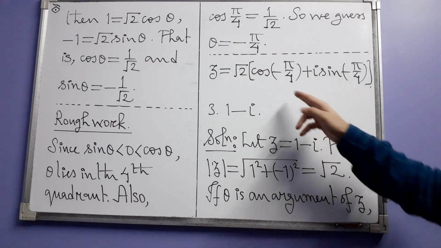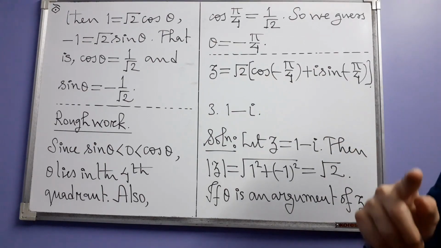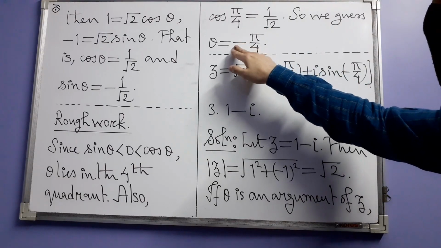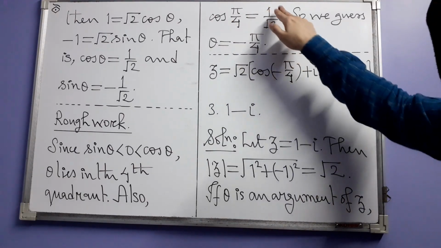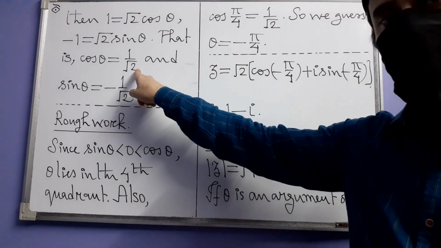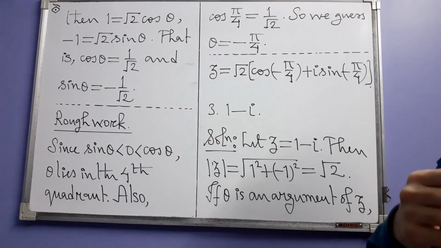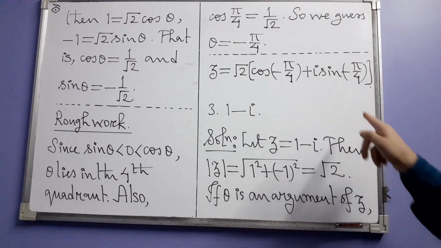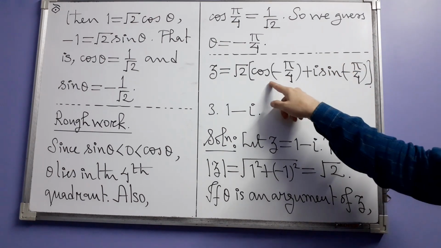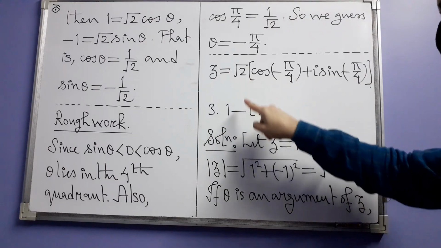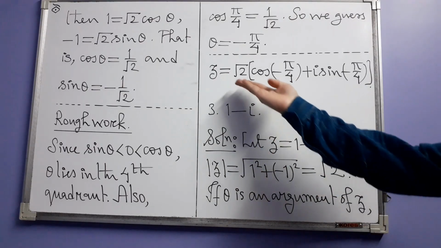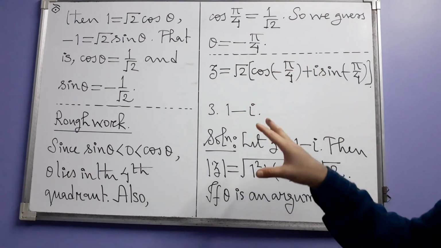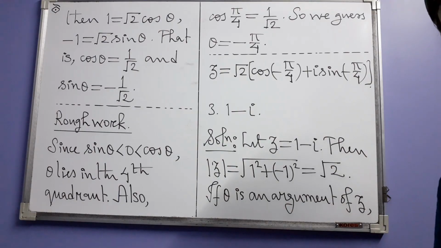And it works because cos minus theta equals cos theta. So even if you take a minus sign here, you would still get 1 over root 2, which is what we want. And sine of minus theta is minus sine theta. So that way this becomes minus 1 over root 2. And when you multiply these things by root 2, you get back 1 minus i. In this form, this is the polar form of the given complex number.